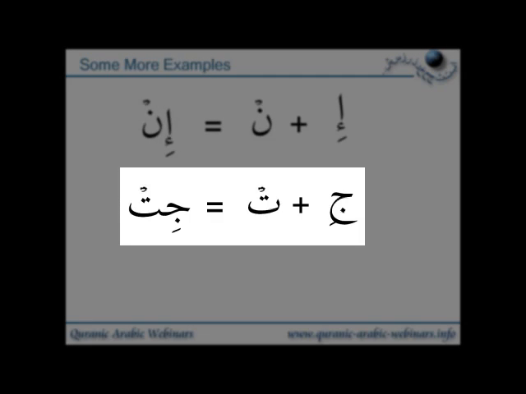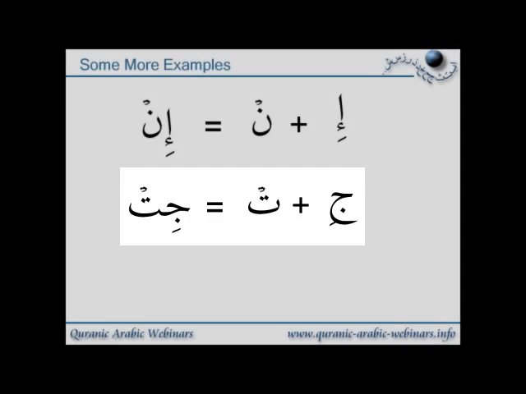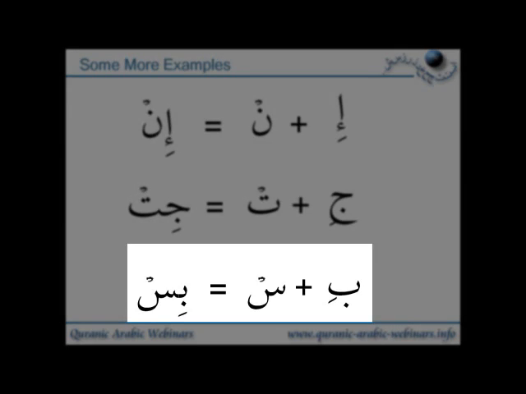Here we have a Jim with a kasra, giving G, with a Ta with a sukoon. And this will give the sound of jit. So G and then the T of Ta, giving jit. Here we have a Ba with kasra, giving the sound of B, and the Sin with sukoon, and joining them together gives the sound of bis. So we have the B and the S of the Sin, giving the sound of bis.